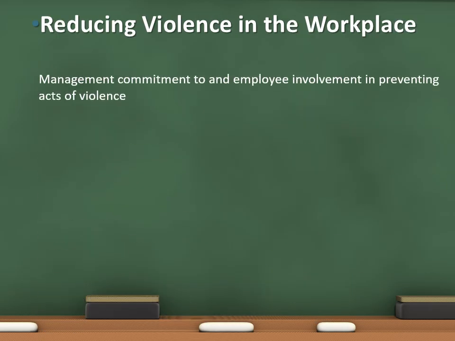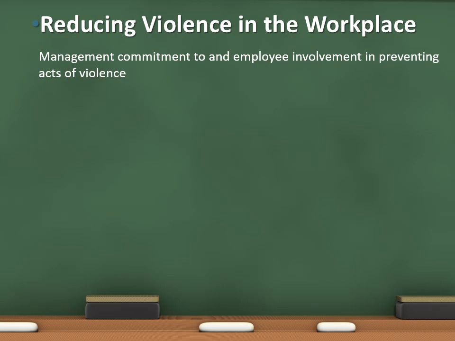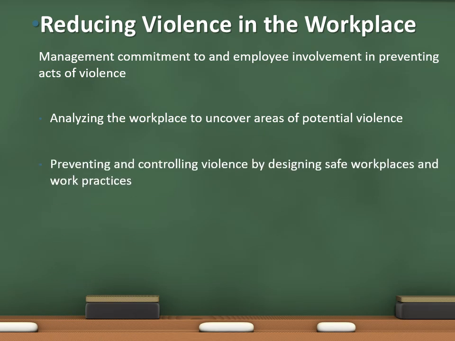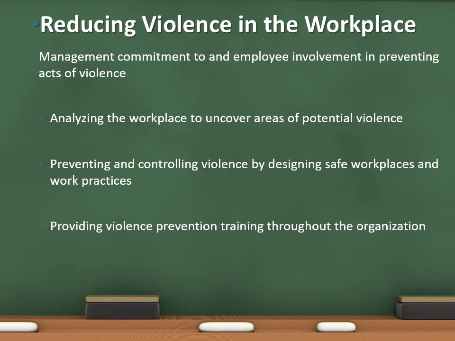To reduce violence in the workplace, management commitment and employee involvement in preventing acts of violence include analyzing the workplace to uncover areas of potential violence, preventing and controlling violence by designing safe workplaces and work practices, providing violence prevention training throughout the organization, and evaluating violence program effectiveness. You should have a program, but if you do, you should also evaluate how effective it is.